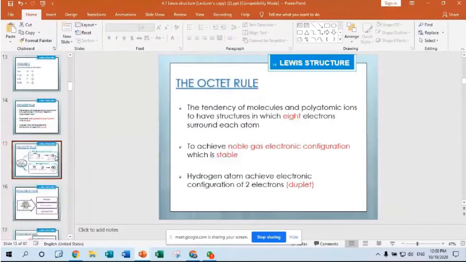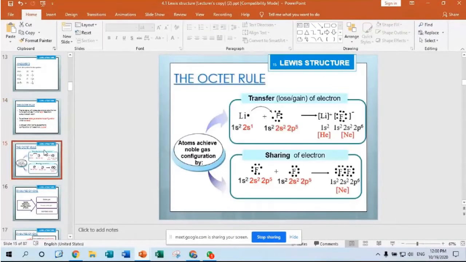Okay, and then what is the octet rule? 8 electrons around each atom to achieve noble gas electronic configuration. But for hydrogen, just duplet. And then we have to know how to achieve the octet rule. First, by transfer of electrons. Second, by sharing of electrons. Transfer of electrons is ionic bond. Sharing of electrons is covalent bond.